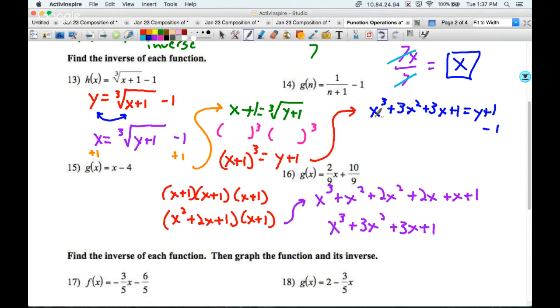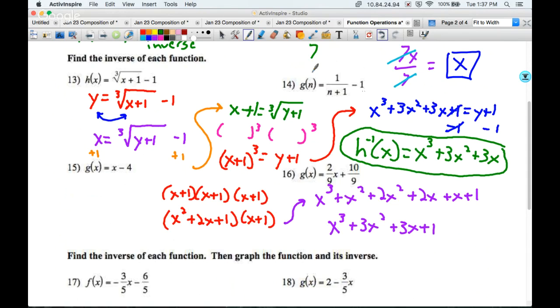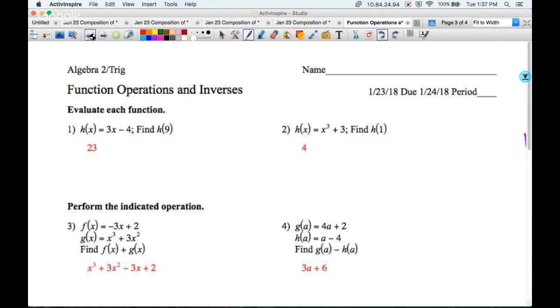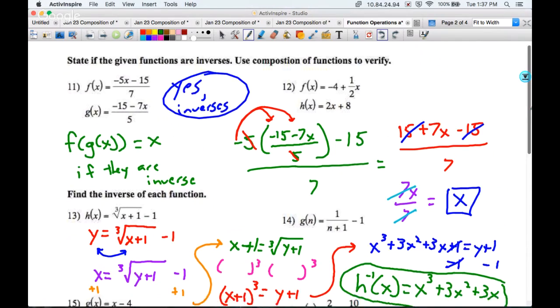I want to subtract 1 from both sides. Those cancel. And when I go to write my final answer, I need to put it back in function notation. So it started with h of x. The inverse of h of x is h to the negative 1 of x. Then I'll write out my function again. X cubed plus 3x squared plus 3x. So that's 13. Let's see if we got it right. Oh, they did. Okay. So in the answer key, they didn't expand x plus 1 to the third. So either's fine. That would have saved us some time, though.